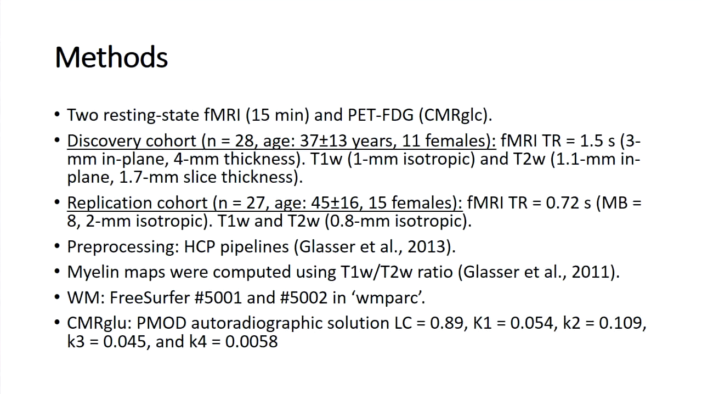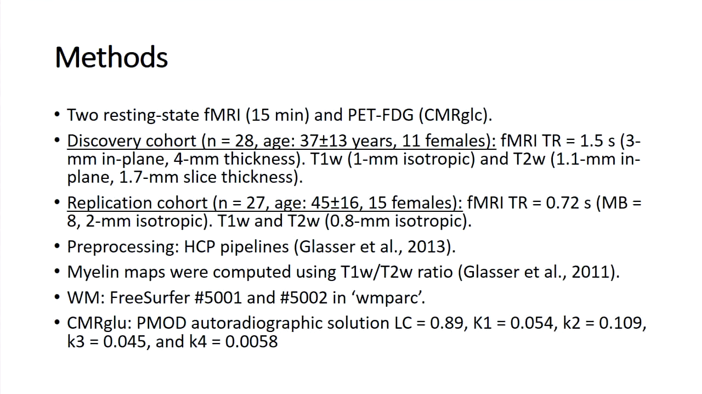Here I'm presenting data on two cohorts. Basically, we had 2 resting state sessions per subject. We also had resting state cerebral metabolic rate of glucose that's measured with PET-FDG. The subjects were divided into 2 cohorts, a discovery cohort and a replication cohort. In the discovery cohort, we had the conventional fMRI sequence with larger voxels and a TR of 1.5 seconds. In the replication cohort, we used the Connectome sequence, so it was faster sampling, and voxels were smaller. And T1 and T2 weighted sequences were also different between the 2 cohorts.